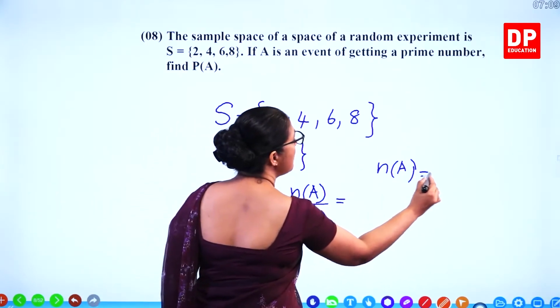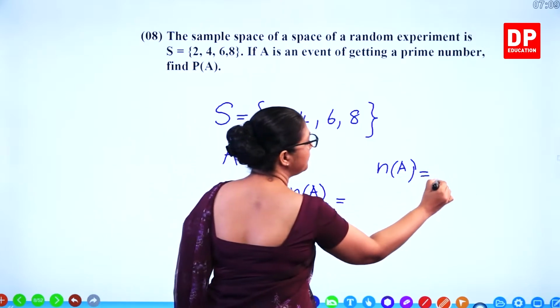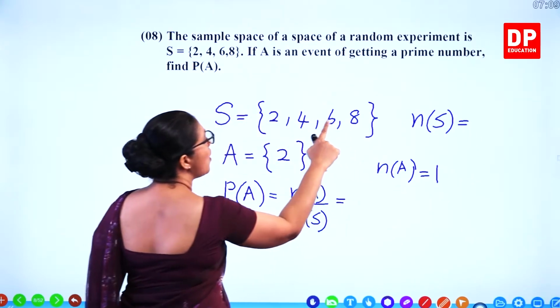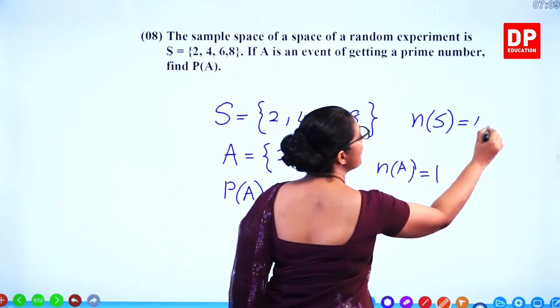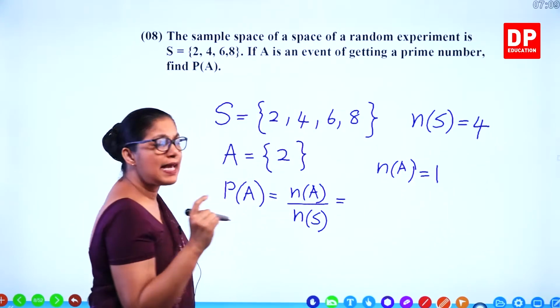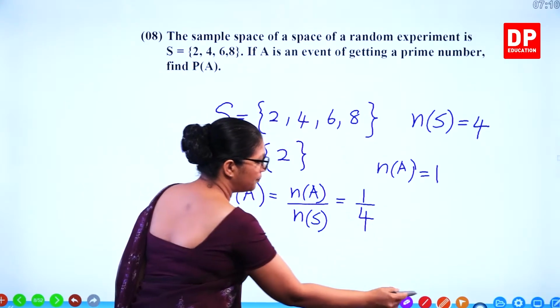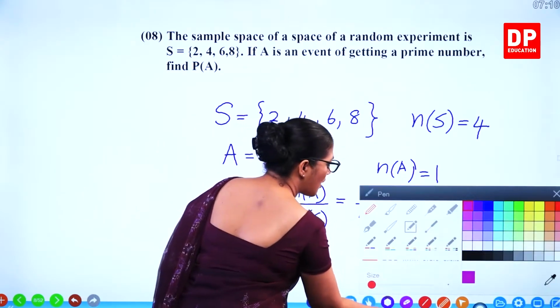So the number of elements in A is just 1. The number of elements in the sample space: 1, 2, 3, 4. You get 4. So what's the probability? 1 over 4. 2 marks for that.